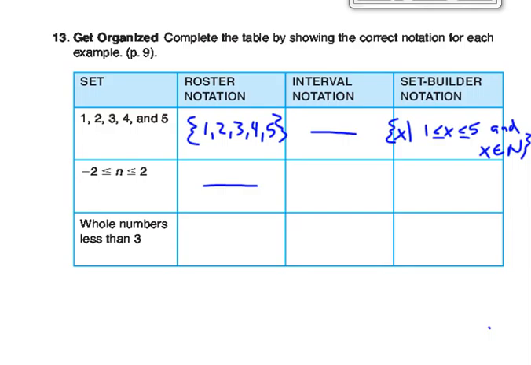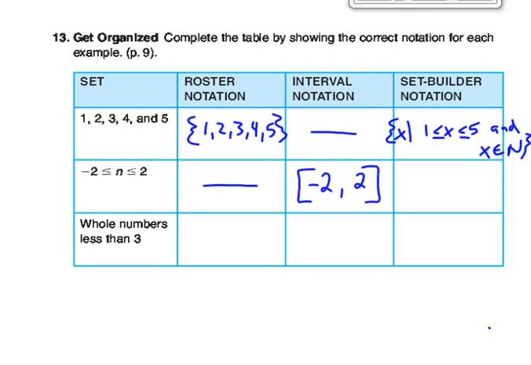So interval notation starts with a beginning number and an ending number. I started at -2 and I went to 2. And then I have to decide if they're included or not. Well, they both have the less than or equal to symbol. And so that means that they're both included. So I want to use a bracket. If they were not included, I would use a parenthesis.